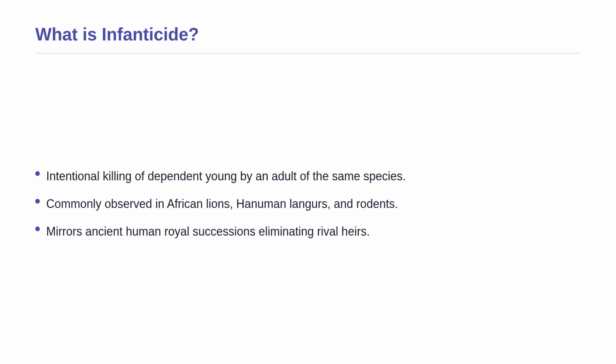To begin, let us define exactly what we mean by infanticide in the context of animal behavior. It is the intentional killing of dependent young by an adult of the exact same species. Think about human history for a moment, specifically royal successions in ancient empires. When a new king conquered a rival kingdom, he would often eliminate the previous king's heirs to ensure all resources went to his own bloodline.